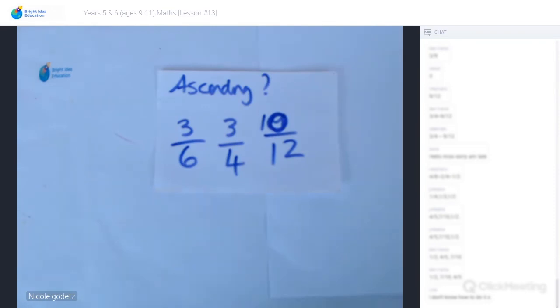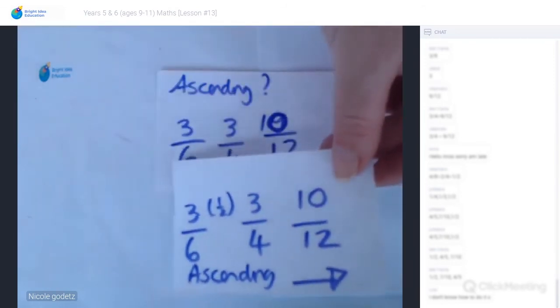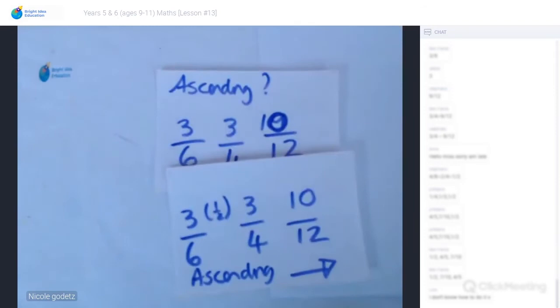Now look for things you know. You know what 3/4 is equivalent to in terms of twelfths. It's 9/12, because 3/12 is 1/4, 6/12 is a half, 9/12 is 3/4. So you know that's at the end, and 3/6 you know is a half. So looking at those fractions, a half is the worst piece of pie.